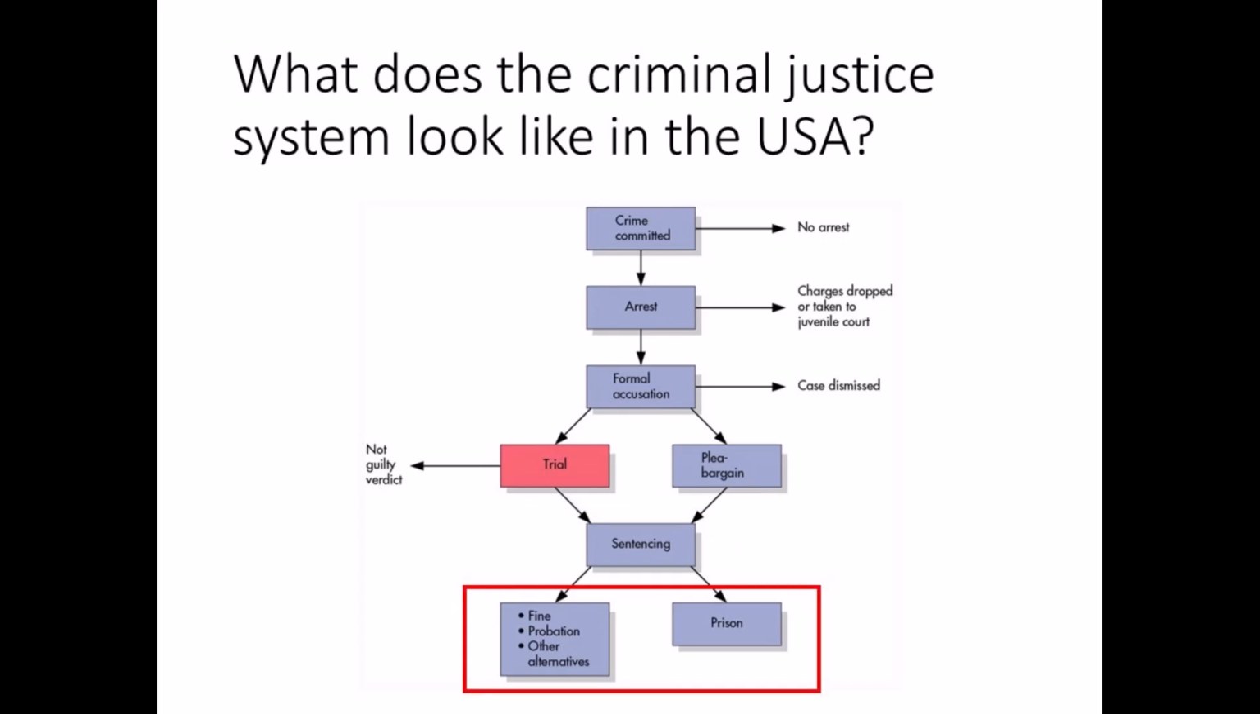If convicted, the individual may have to pay fines, tread carefully while on probation, or other alternatives. They may also have to serve time in jail or prison.